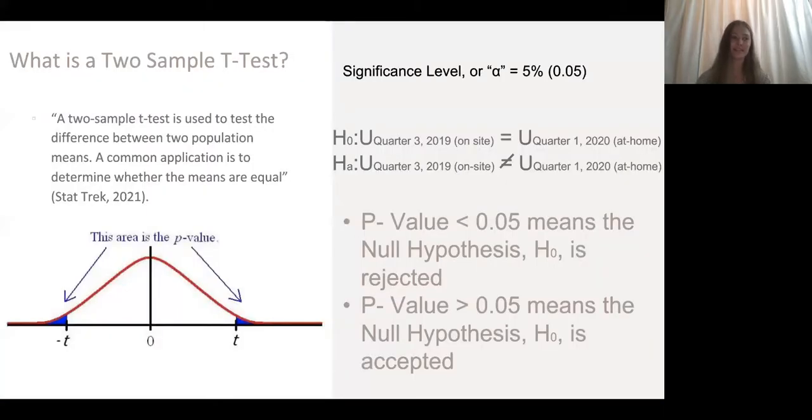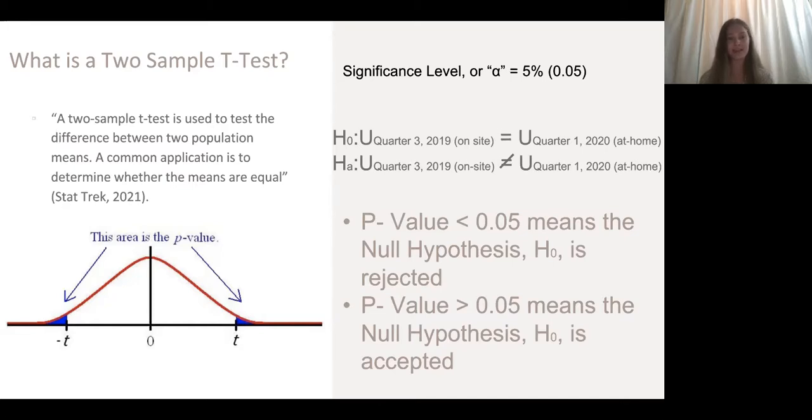So what is a 2-sample t-test? As stated by StatTrek, a website devoted to teaching statistics, a 2-sample t-test is used to test the difference between 2 population means. Common application is to determine whether the means are equal. As illustrated in the image below, a standardized bell curve for a t-test statistic is shown. The blue shaded regions represent the p-value, the probability of an event occurring.